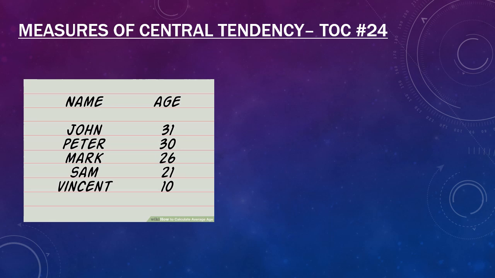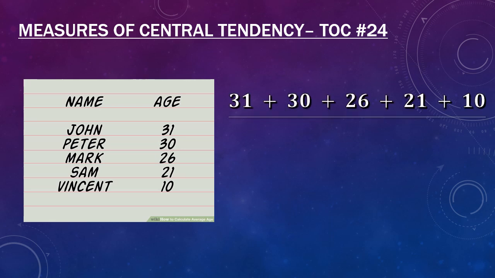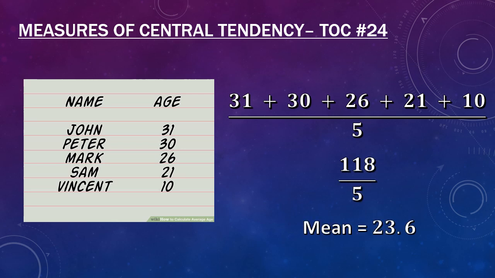Look at this example. If you take John, Peter, Mark, Sam, and Vincent's ages, and we add all of them up together, and since there are 5 people there, we divide it by 5, we get a mean or average age of 23.6.